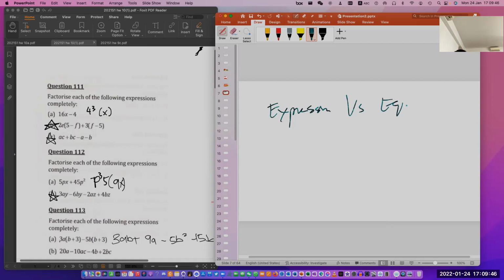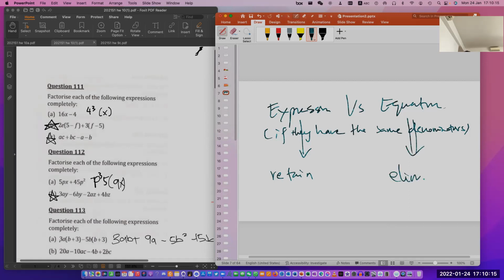So the short summary is, for an expression versus equation, okay, so both if they have the same denominators, okay, so for an expression, okay, you retain, means, okay, you don't delete it. So for an equation, you can eliminate the denominators. So are you clear?